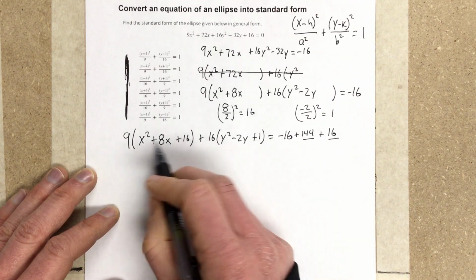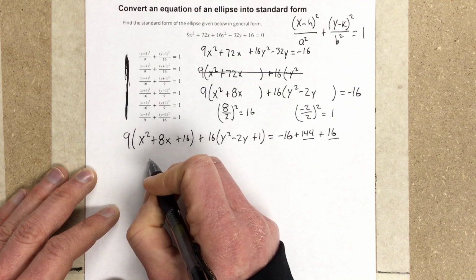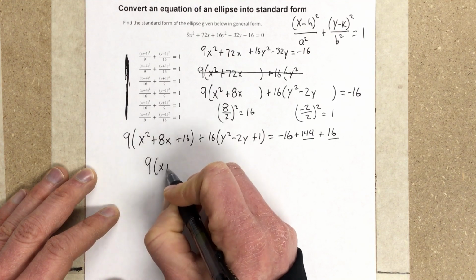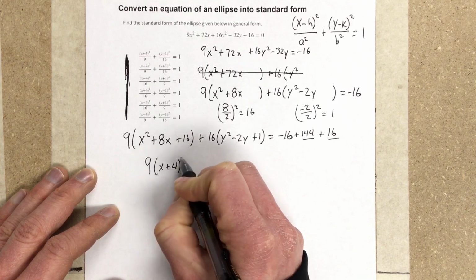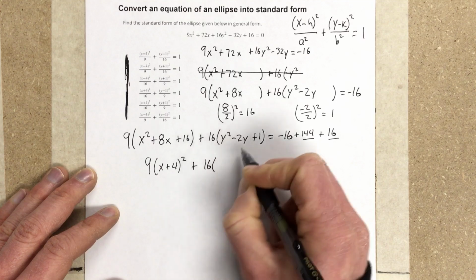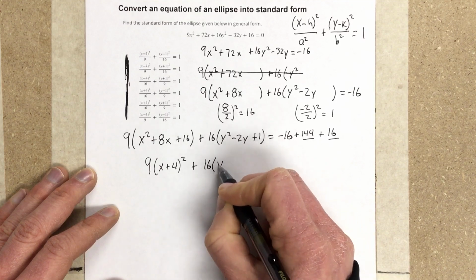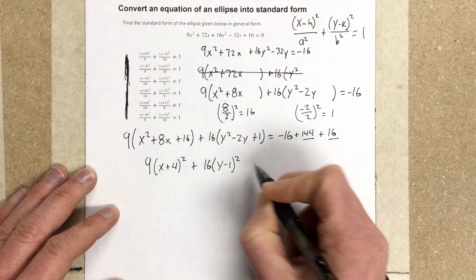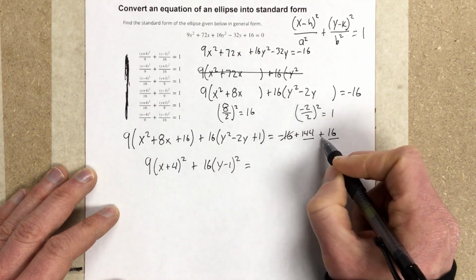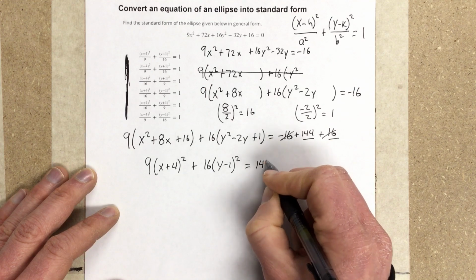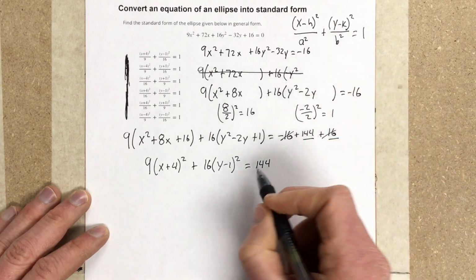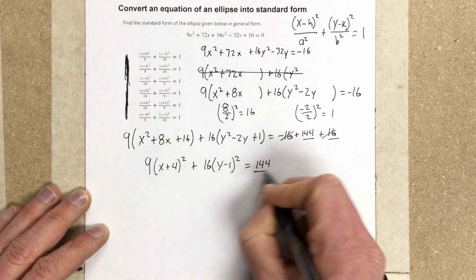And then I factor this, so that would be 9 times (x plus 4) squared, plus 16 times (y minus 1) squared is equal to, the negative 16 and the 16 cancel here, so I get equal to 144. Now I need this all equal to 1, so I'm going to divide everything by 144.